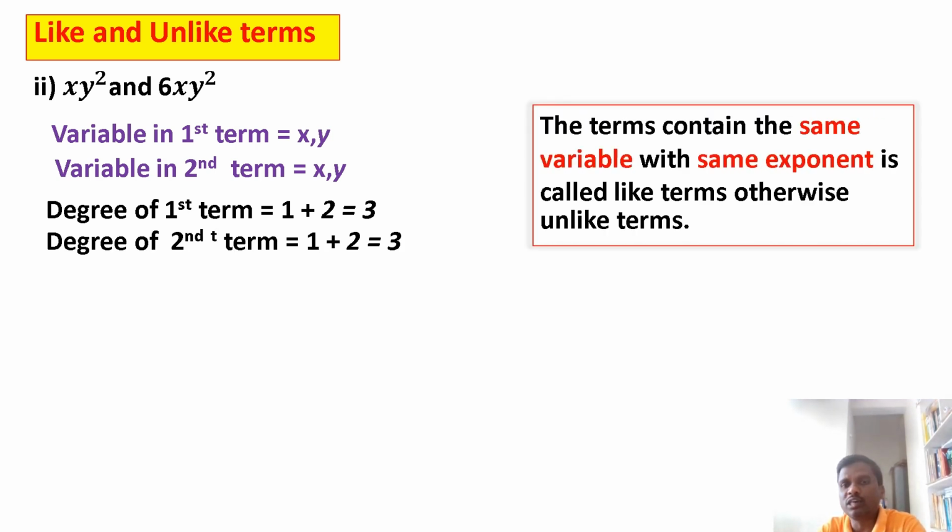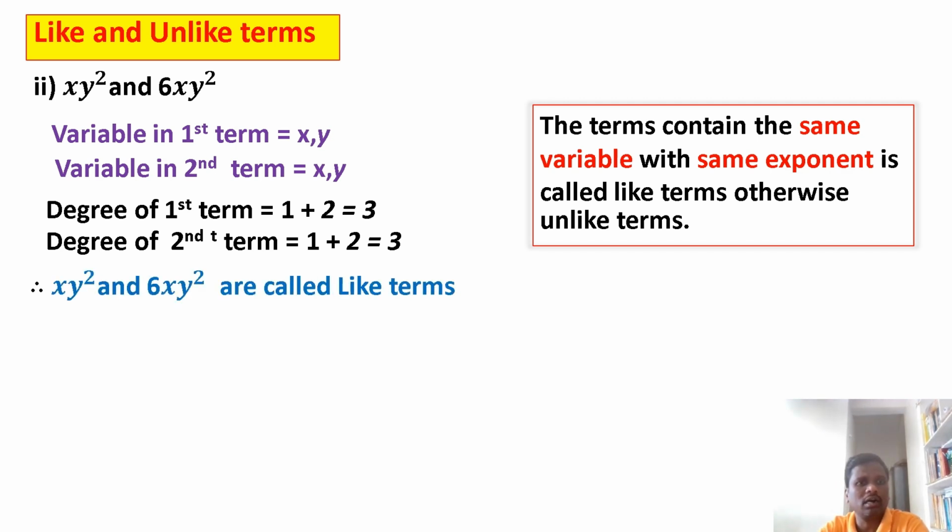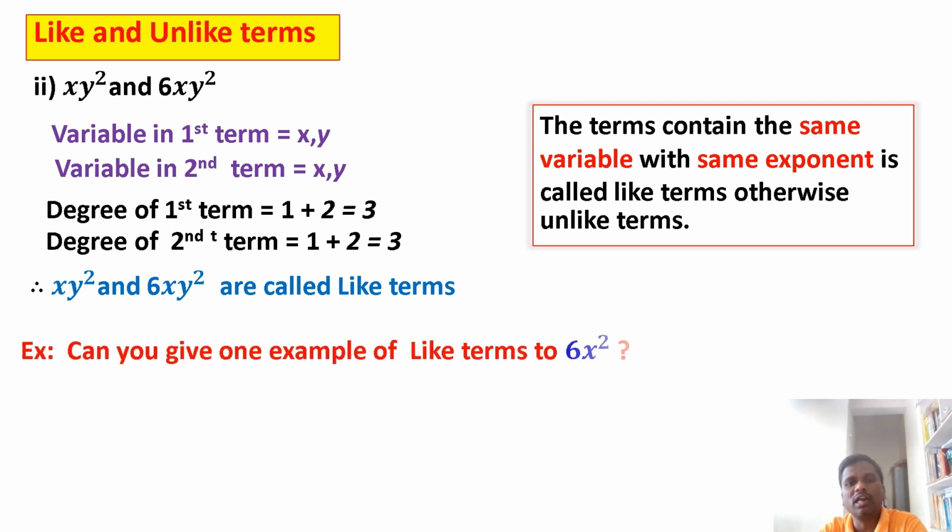Now the terms contain the same variable and the same exponents. Here, same exponents means x is 1 and y is 2, the variable exponents. That's why we get the same degree. So that's why I also call it the same exponents. Now here xy square and 6xy square are called like terms.